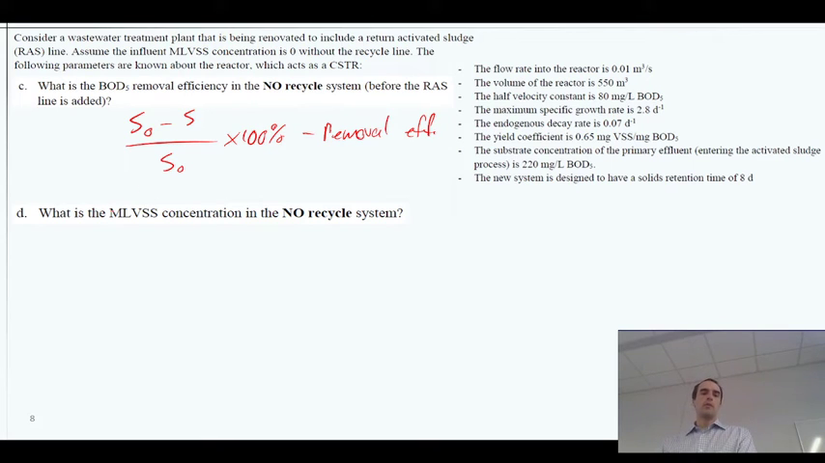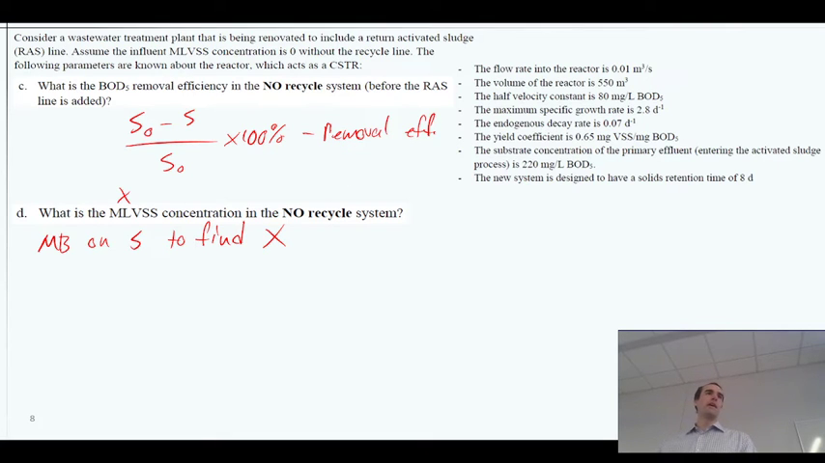And then part D was, okay, what is the MLVSS? That's asking for what is X. What is the X concentration in the no recycle system? So this was a mass balance on S to find X, now that we knew something about the substrate concentration.